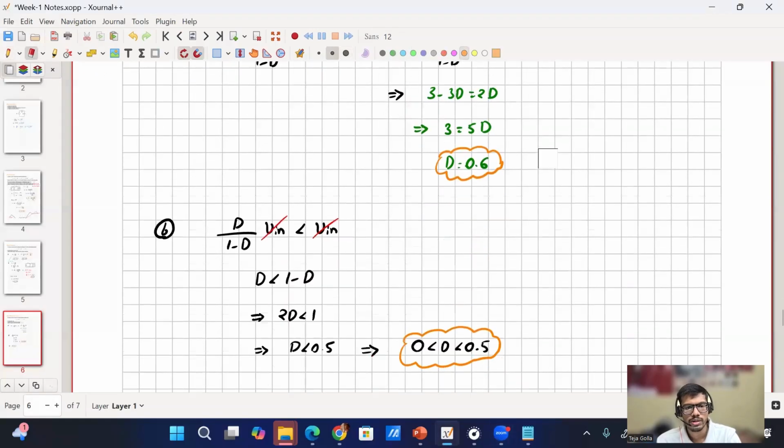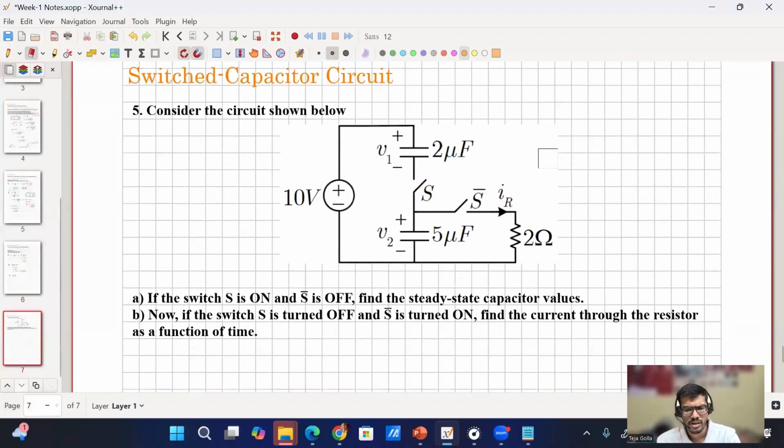Okay. The next question is a bit different compared to this. Here it's a switched capacitor circuit. There are two capacitors, 2 microfarad as well as 5 microfarad. In the first problem, the switch S is on and then S bar is off, so the resistor is totally disconnected. Find the steady state capacitor values. And in the second problem, the switch S is turned off and S bar is turned on. Find the current through the resistor as a function of time.